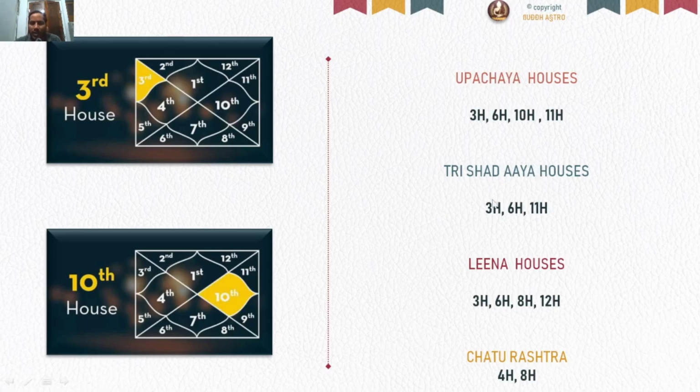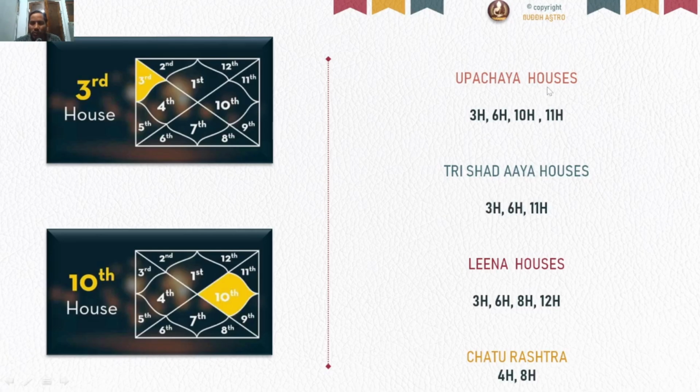Then next is Trishadaya houses. Now remember, Tri means 3, Shad means 6, Aya means 11. So the third house, sixth house, and 11th house. These three houses are known as Trishadaya houses. As the name suggests, Tri means third, Shad means 6, Aya means 11th. Now you see, the third house is an Upchaya house also, as well as a Trishadaya house also. The sixth house is also an Upchaya house. The sixth house is also a Trishadaya house.